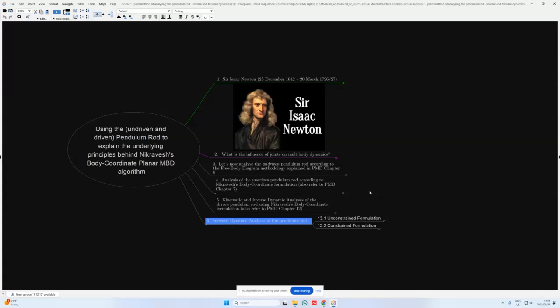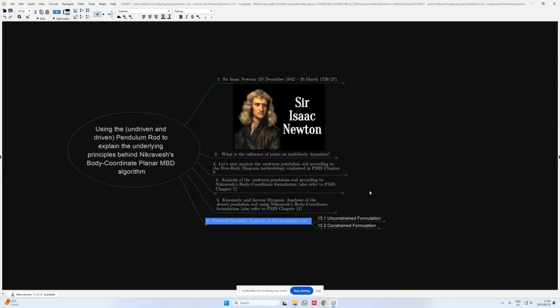And we noted as well, since we now have a driven pendulum rod, we now have a driver constraint that is associated with that angular acceleration that we specify on the pendulum rod. We were able to integrate twice with respect to time to end up with the angle of the pendulum rod as a function of time, and this formed our driver constraint function that we gave to DAP-BC as input.